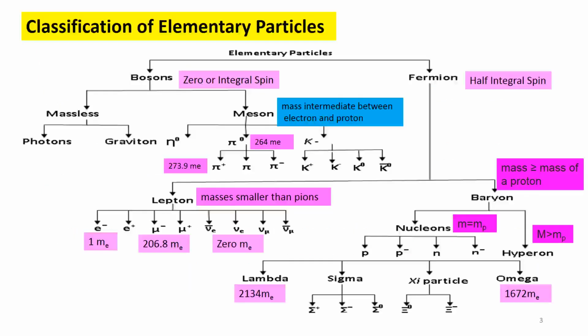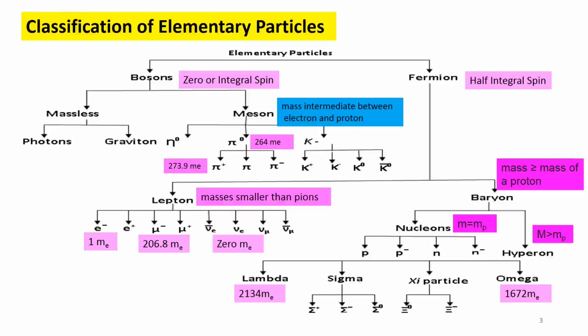This slide shows the classification of the elementary particles. Elementary particles are classified into two categories based on spin. First is the bosons and second is the fermions. Bosons are elementary particles having zero or integral spin. Fermions are elementary particles having half integral spin.